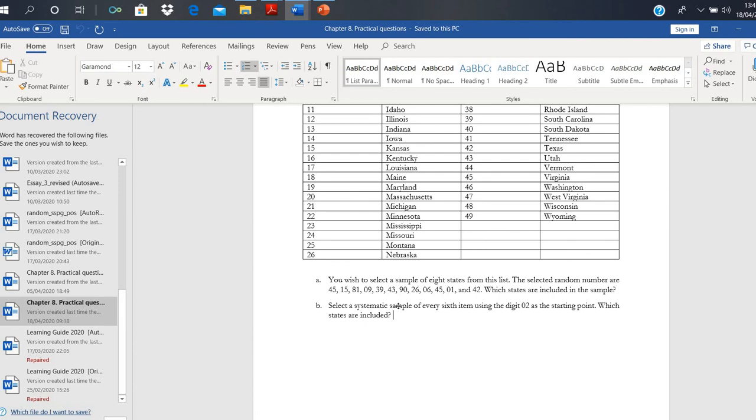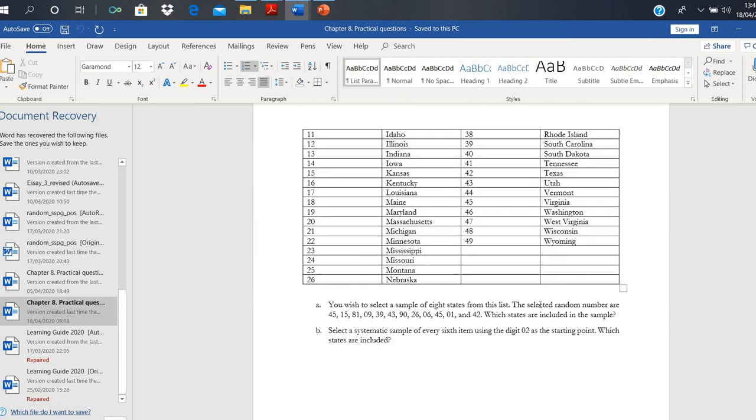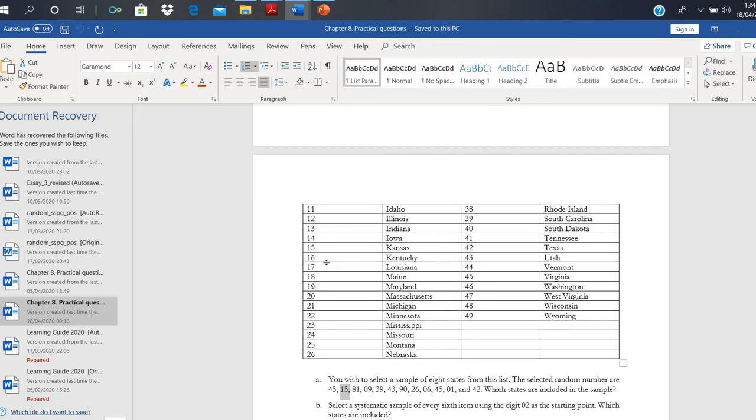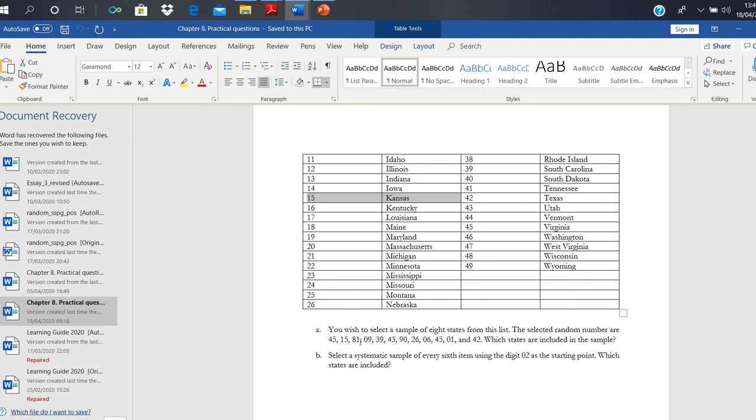Okay, so to answer this first question, which is the easiest question, you must pay attention to the selected random numbers. So you see here, I have the number 45. So I will now go and see if this number 45 is in my population. 45, I have it here, so Virginia. So the first state that will be included will be Virginia. Okay, I have 15. 15 is there. Is Kansas. Okay, Kansas State. I will include it. I have 81.